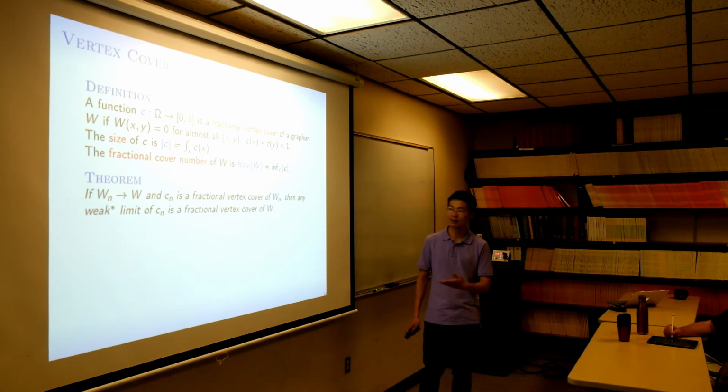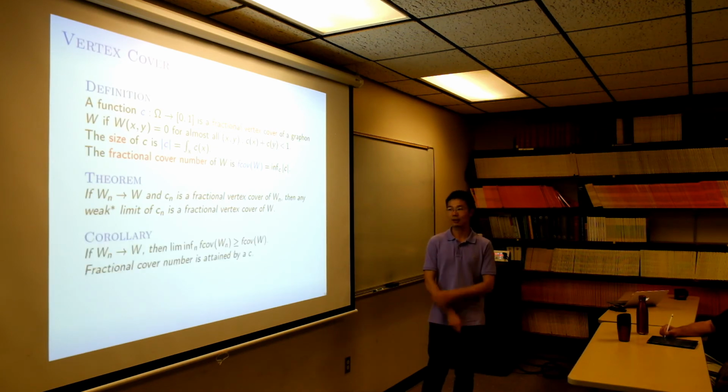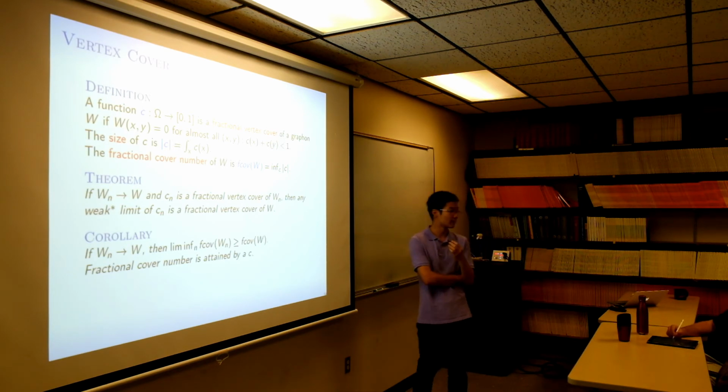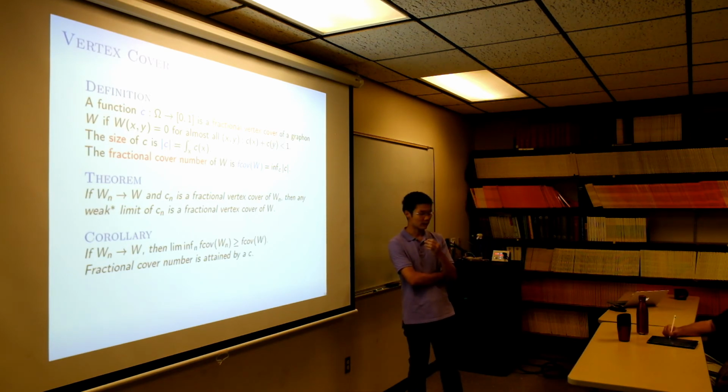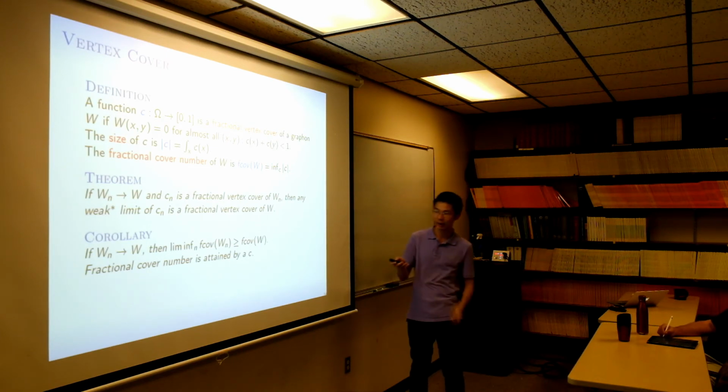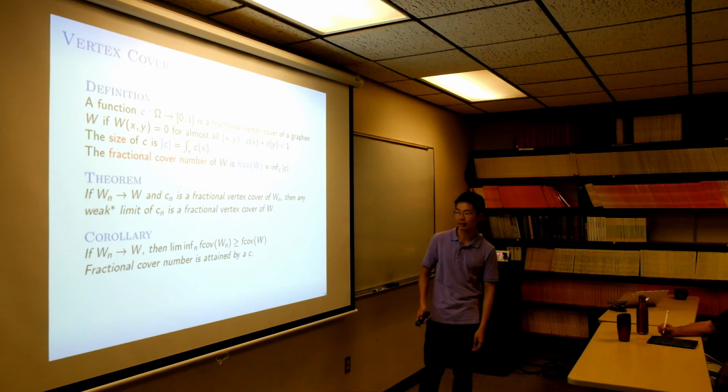And why is this theorem good for giving us some nice results? First, it says the liminf of the fractional cover number of Wn is greater than or equal to the fractional cover number of W. But more importantly, it tells us that the fractional vertex cover number is attained by some cover. Well, for the matching, we have an example saying it is not attained. Why do we have that the fractional cover number is attained by a cover?